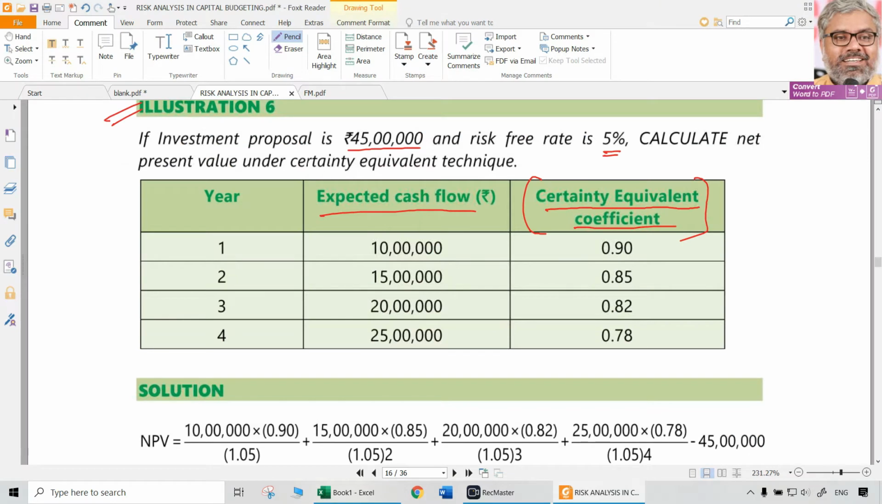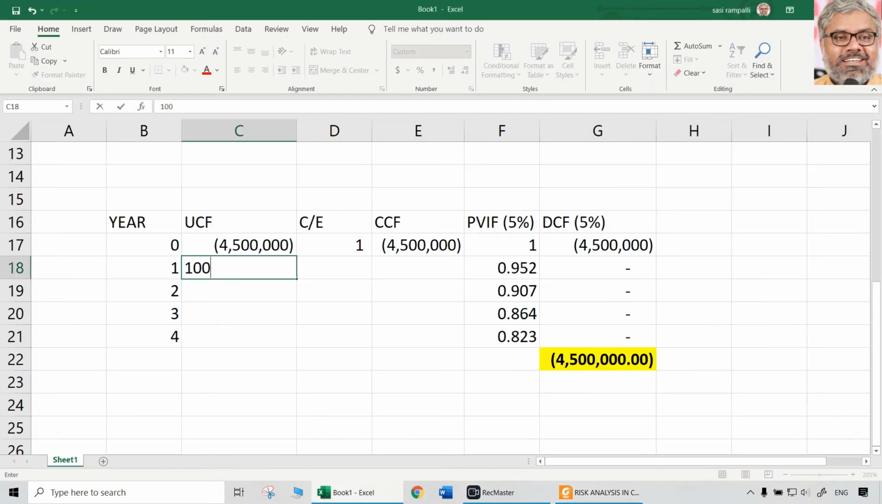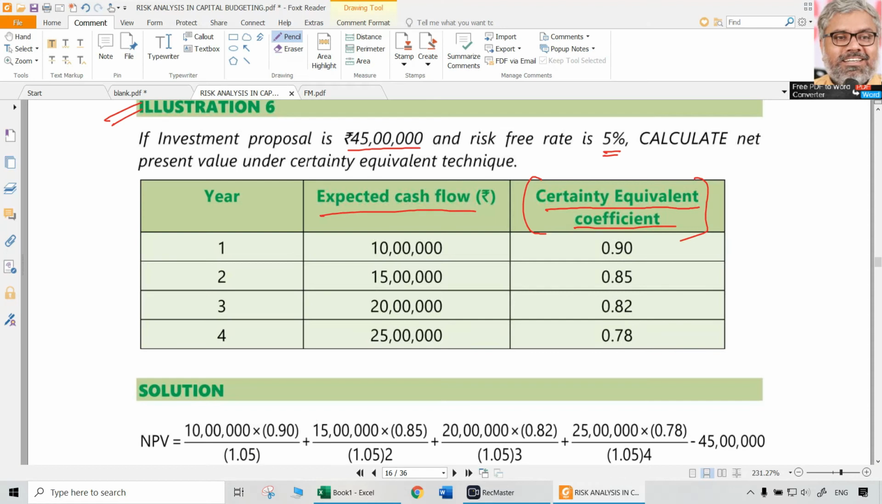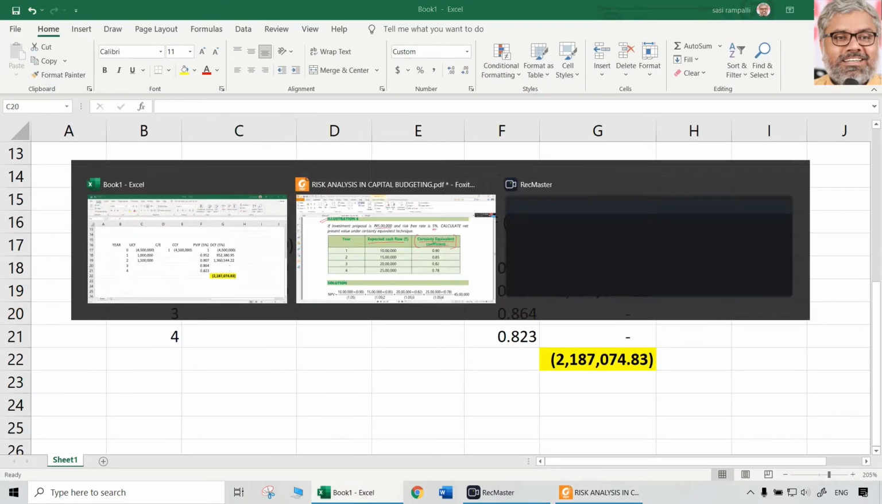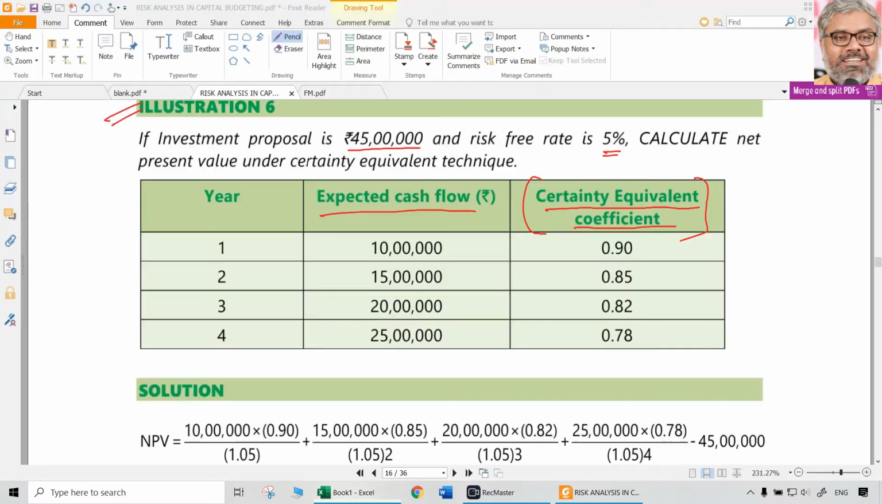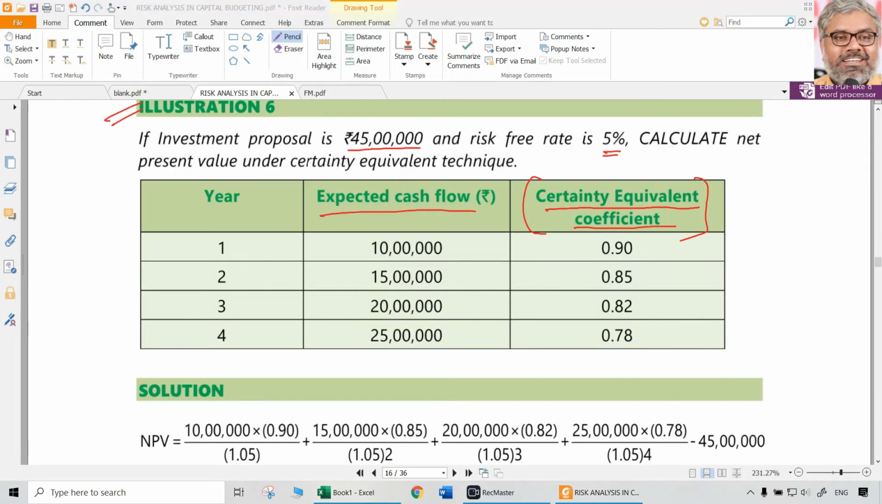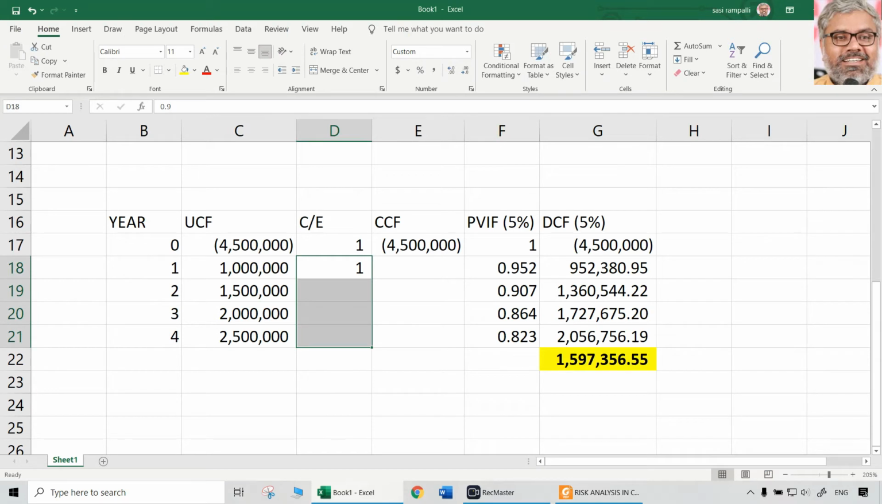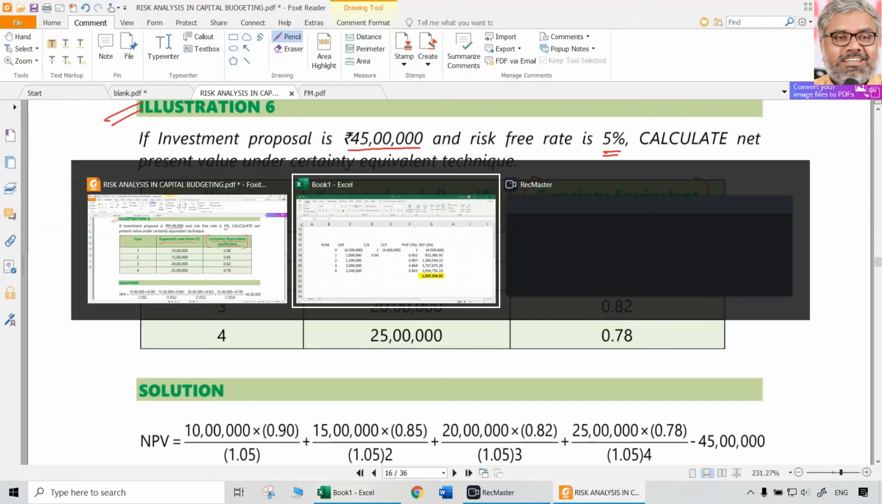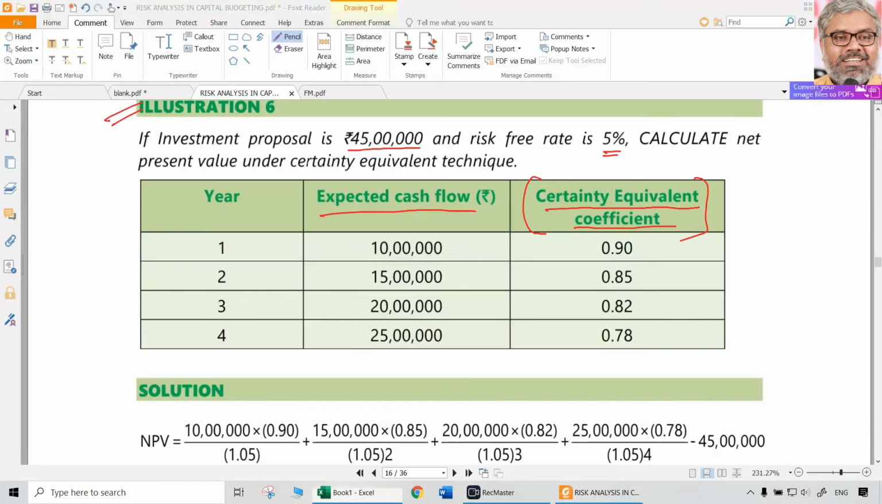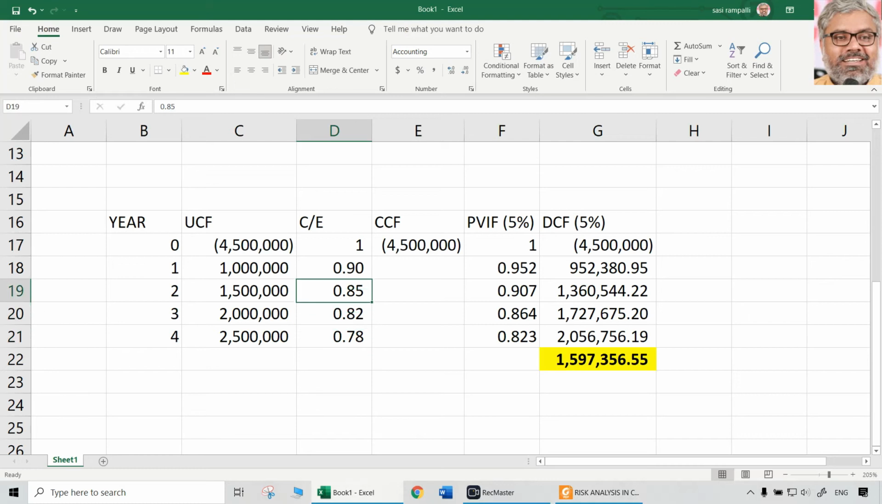4 years are there. Just simply 10 lakhs, 15 lakhs, 20 lakhs, 25 lakhs. Certainty equivalent coefficient is given. In the exam, all that you need to do is just copy paste all these things and then do the multiplication. 0.9, then 0.85, then 0.82, then 0.78. That is certainty equivalent.